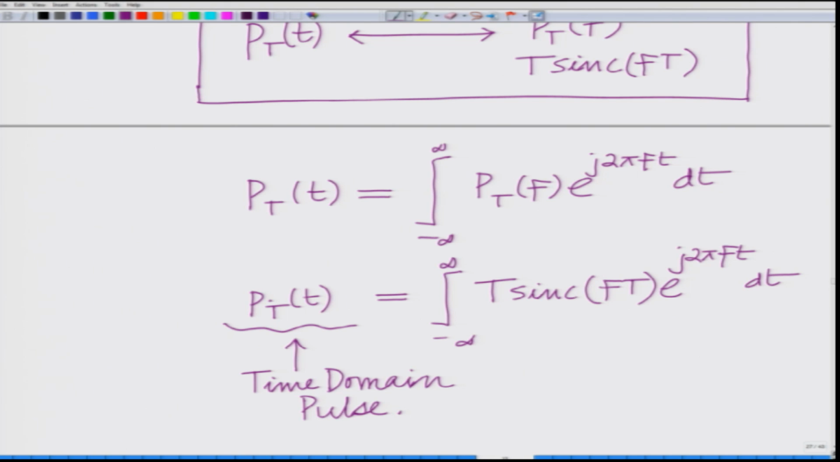So, if you take the Fourier transform p_T of f in the frequency domain and compute its inverse Fourier transform, you must get back the time domain pulse. Alright. So, we will stop this module here and look at other aspects in the subsequent modules.